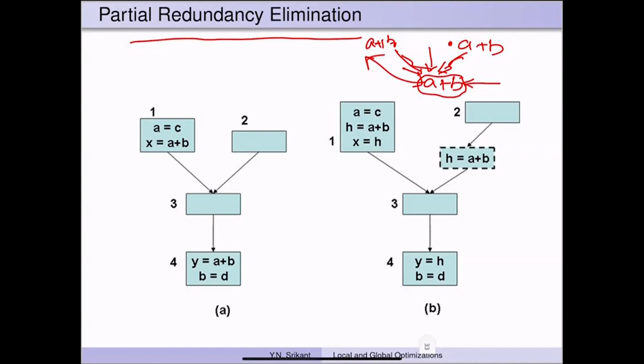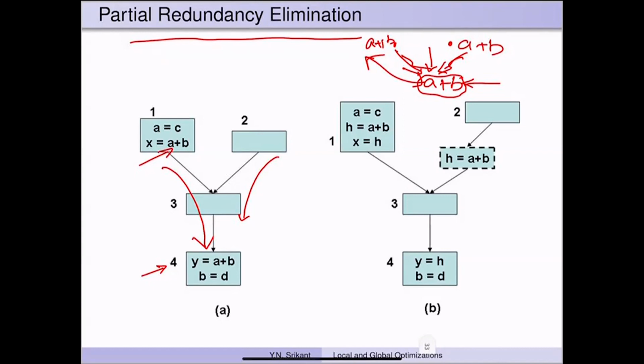In this particular scenario, it is not so. We are computing A plus B here. We are computing A plus B again here. So along this particular path, second A plus B is redundant. But A plus B is not computed along this path, so it is not redundant. Okay. So this is an example of a partial redundancy for A plus B. A plus B is partially redundant in this program.